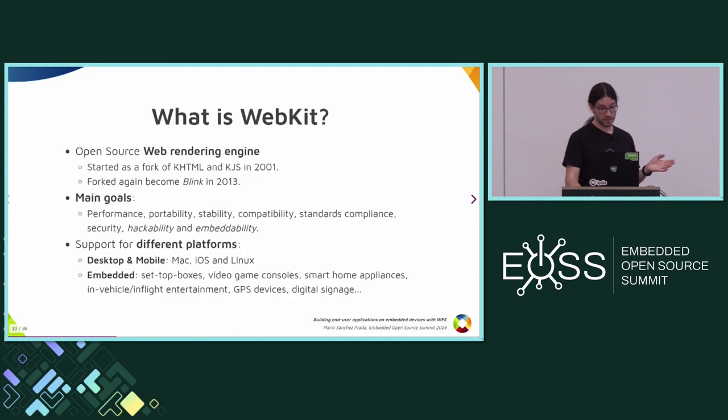So what is WebKit? It's an open source web rendering engine. These days, maybe it's not that relevant to say open source because most of them, or at least most of the relevant ones, are, but back in the day, it was not the case. We had Presto for Opera and Trident for Internet Explorer, so it's still a relevant thing to mention. It started as a fork of KHTML and KJS in 2001, which were the web rendering engine and JavaScript engine used in KDE for the Konqueror browser, if you're familiar with it.